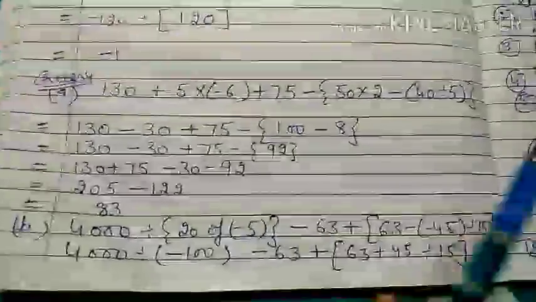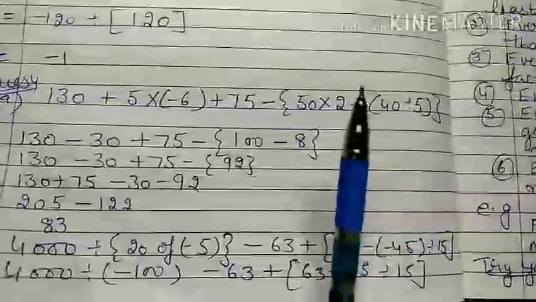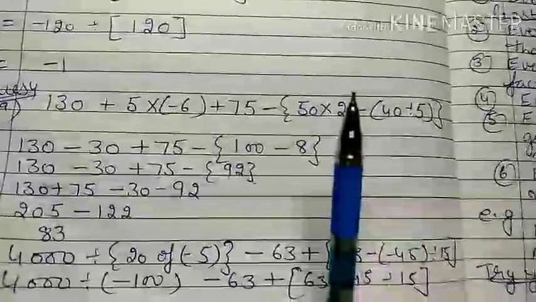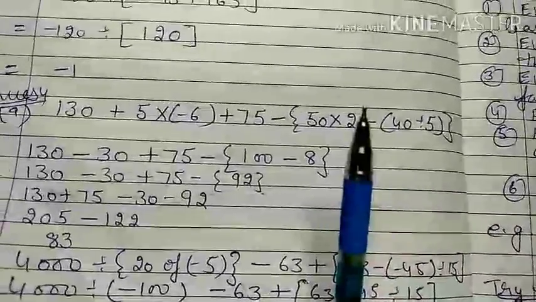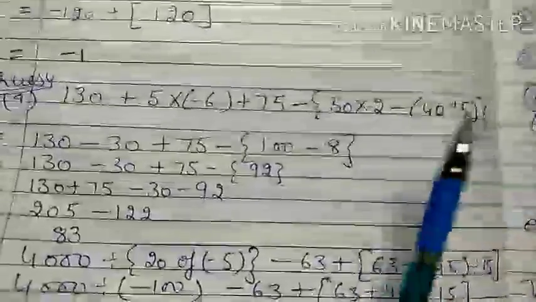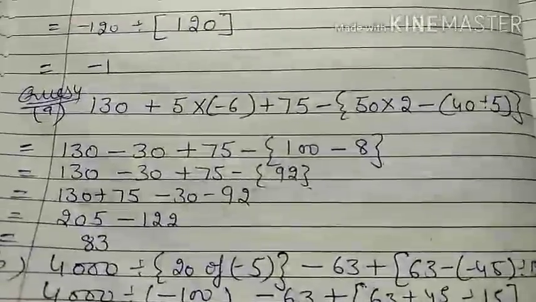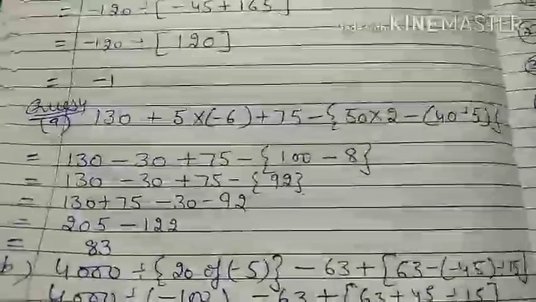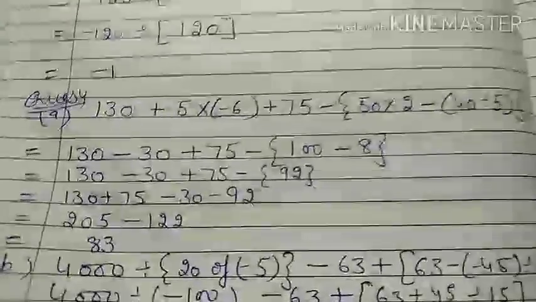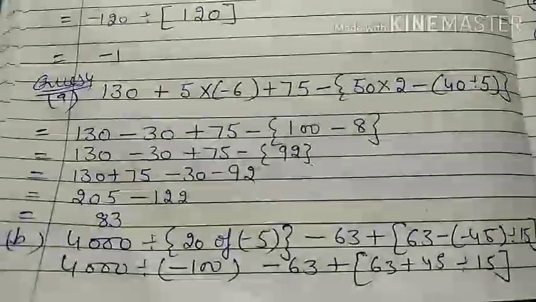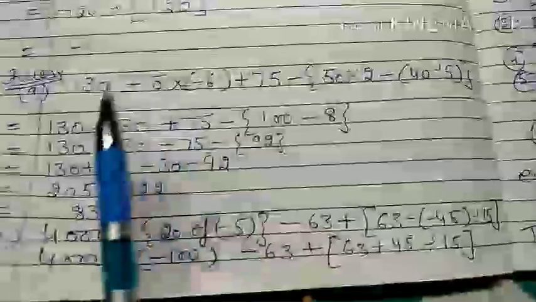Now next is your fourth question. Here you have to check whether the simplification of the expression is correct. Answer is given to you. If no, write the correct answer. In this simplification, whatever answer is given in your question, that is wrong. So we have to solve it, and that will be my answer.